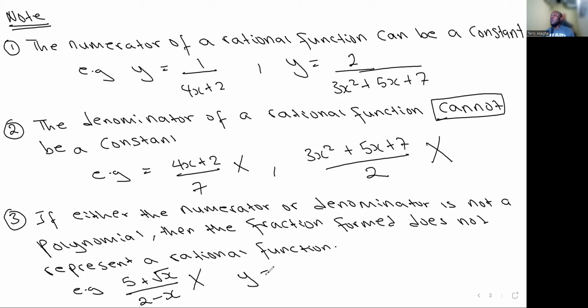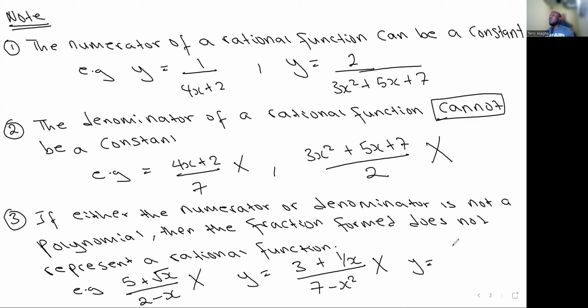Or if you have another one, let's say 3 plus 1 over x, divided by 7 minus x squared. In this case, the denominator is a quadratic, so that is a polynomial, but the numerator is not a polynomial. So that means this cannot be a rational function.